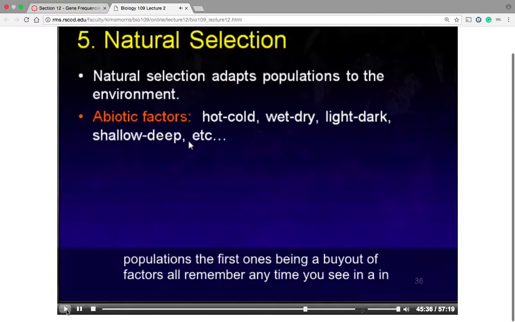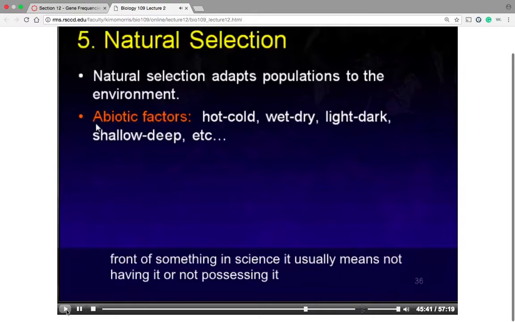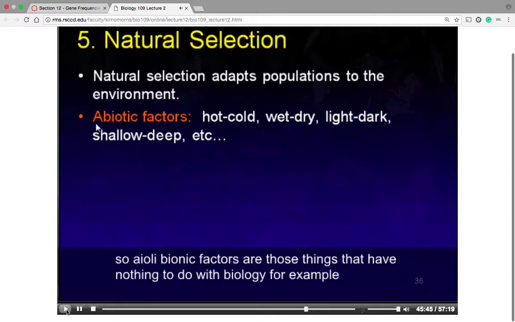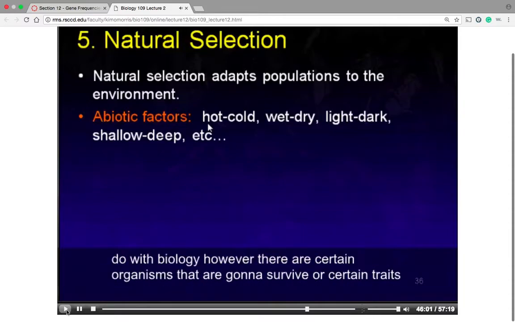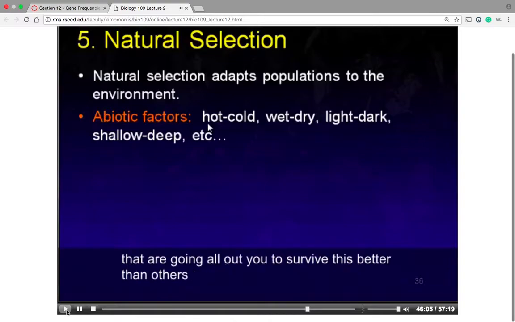The first ones are abiotic factors. Remember, anytime you see an A in front of something in science, it usually means not having it or not possessing it. So abiotic factors are those things that have nothing to do with biology. For example, it's too hot or too cold, too wet, too dry. All of these sorts of things are physical phenomena about the world around you that have nothing to do with biology. However, there are certain organisms that are going to survive, or certain traits that are going to allow you to survive this better than others.